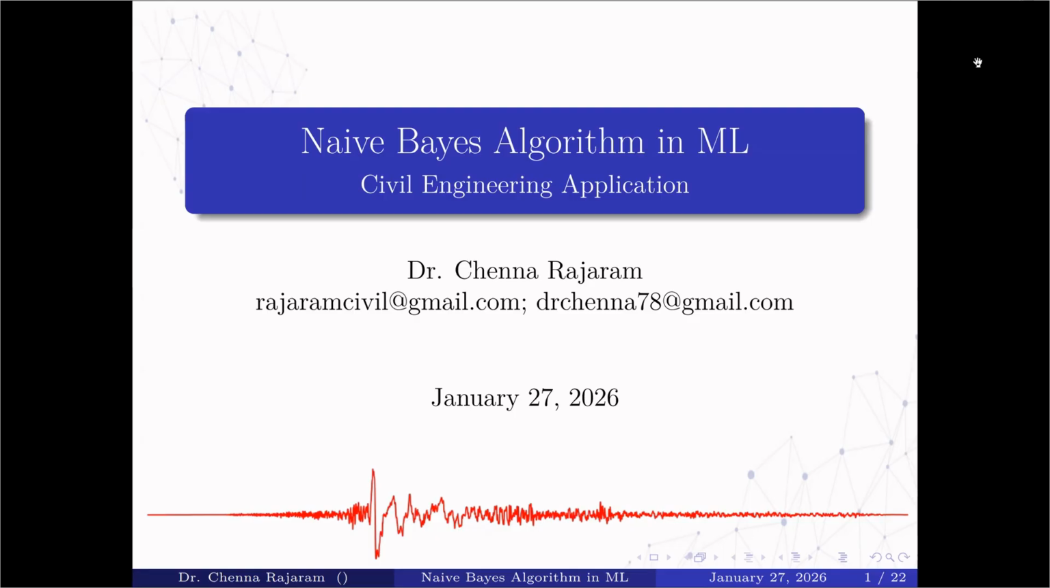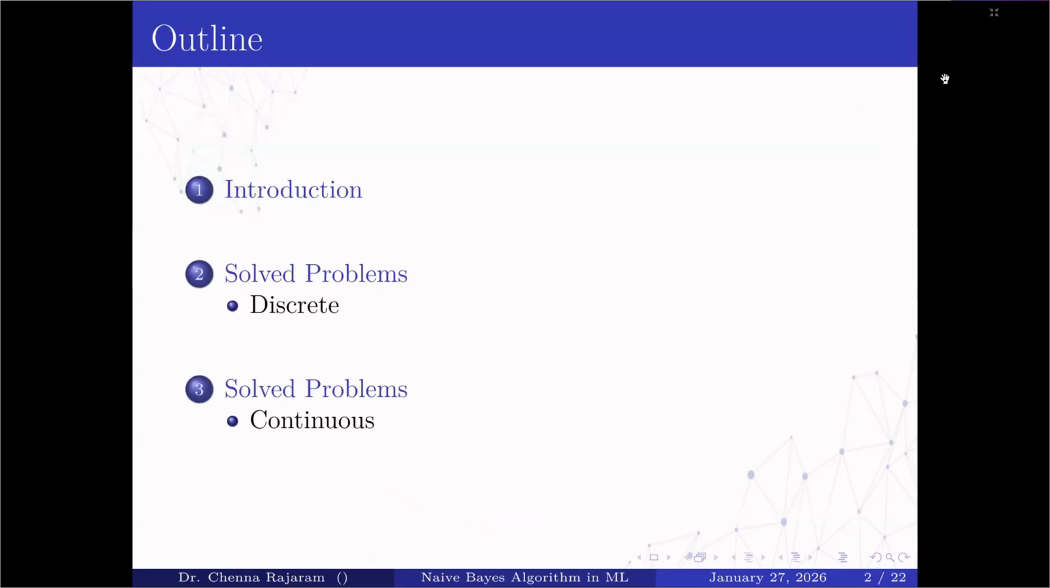Today's topic is Naive Bayes algorithm in machine learning, a civil engineering application. In this video, I'm going to discuss an introduction and two solved example problems. One is discrete features and the other one is continuous features.